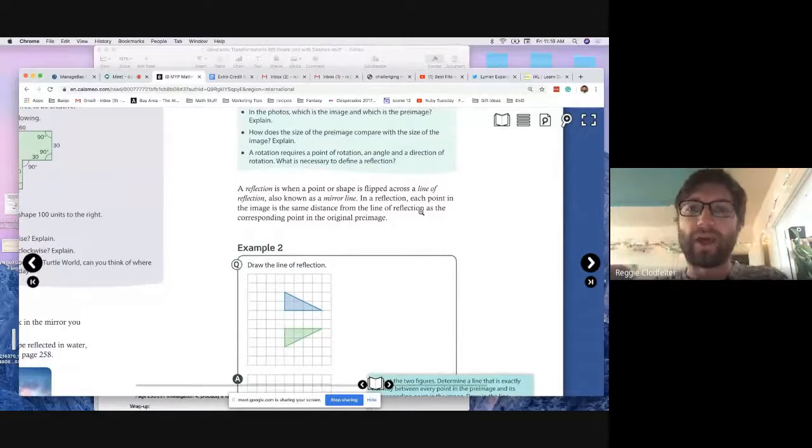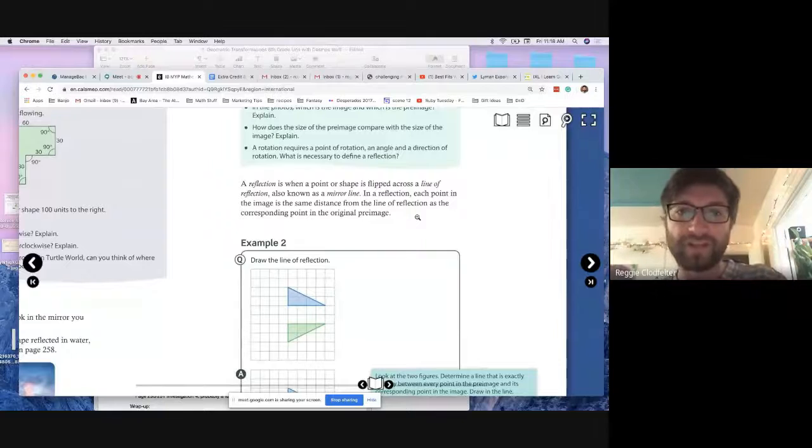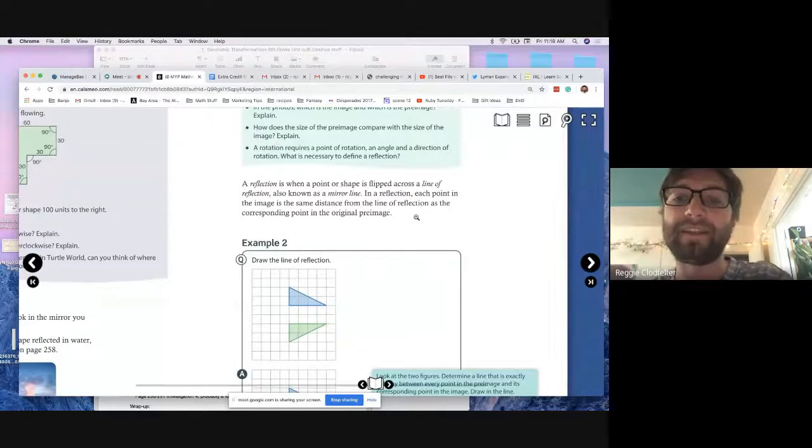So a reflection is when a point or shape is flipped across a line of reflection. We all understand this. Also known as a mirror line. In a reflection, each point in the image is the same distance from the line of reflection.